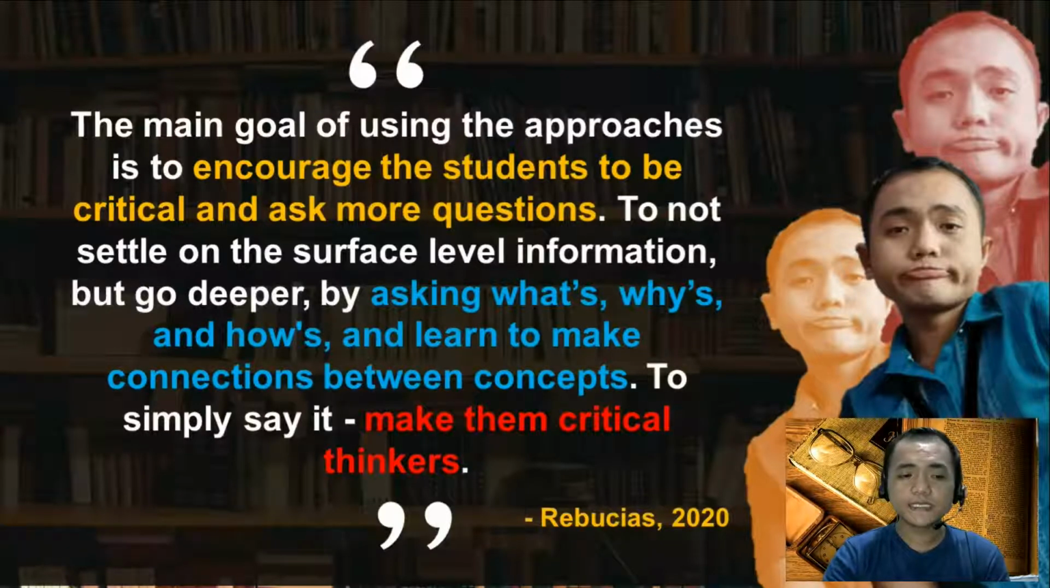As a final note, I think the main goal of using the approaches, including the other approaches that will still be discussed, is actually to encourage the students to be critical and to ask more questions. Not settle on the surface level information, but to go deeper by asking what's, why's, and how's, and create connections between concepts. Simply, I think the goal of critical approaches to literary criticism or literary theory is to make our learners critical thinkers. So that is all, guys.